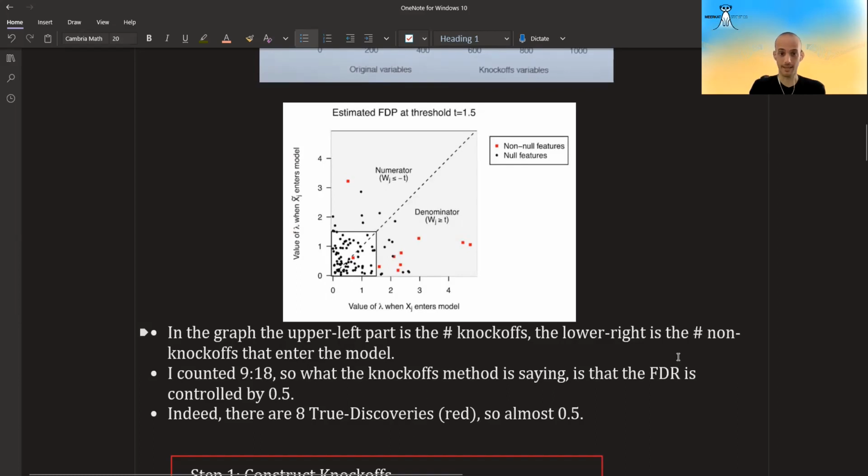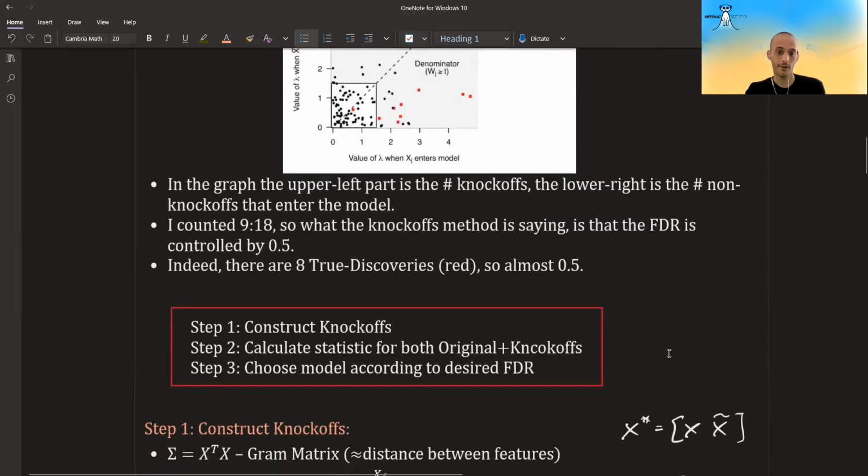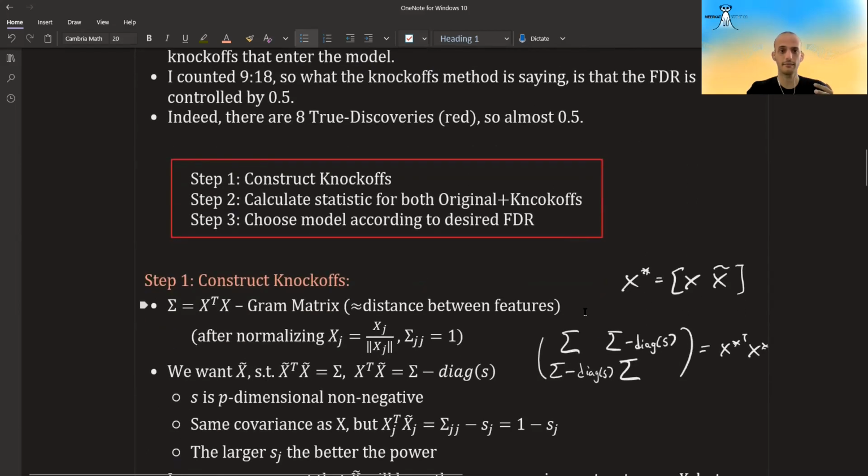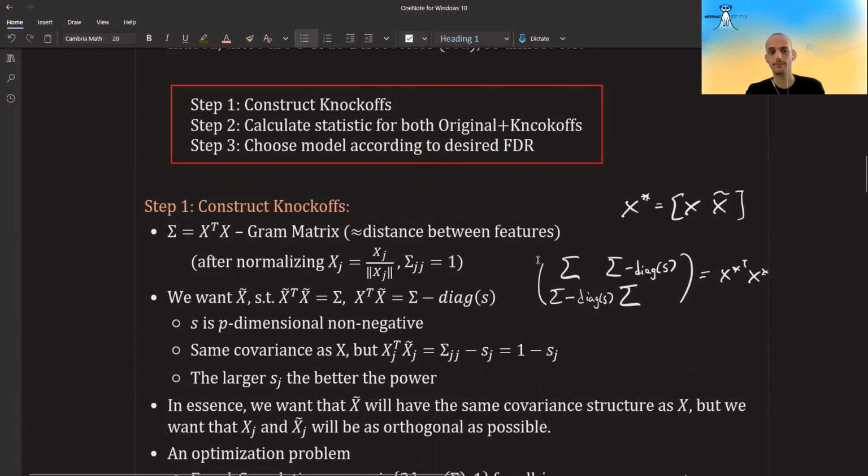And this is the knockoff method in essence. So how do you actually do it? Well, it's made out of 3 parts. You have to construct the knockoffs. You need to somehow construct these knockoffs. Then you have to calculate the statistics for both the original features and the knockoff features. And then you have to choose the model according to your desired FDR. So let's go step by step and see how you do it.